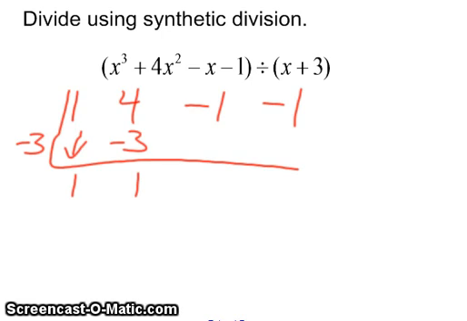Where? The one at the end. The term at the end is a -1 because this is a -1. Is that what you're asking? Yeah. Alright, so here's my work.